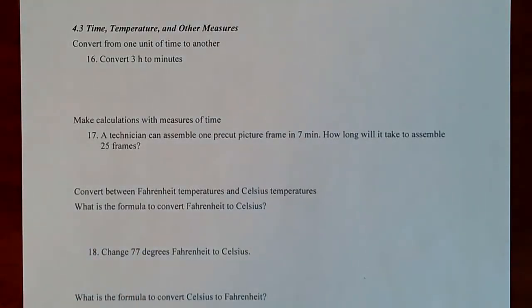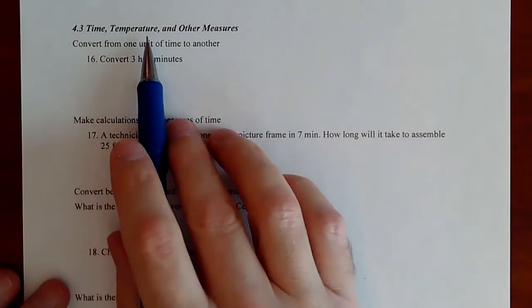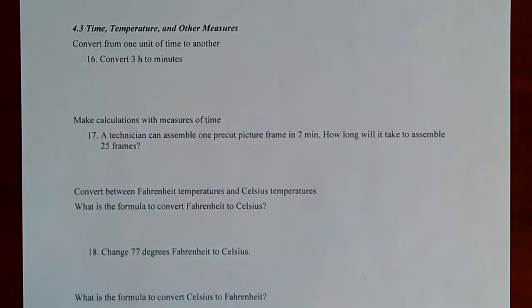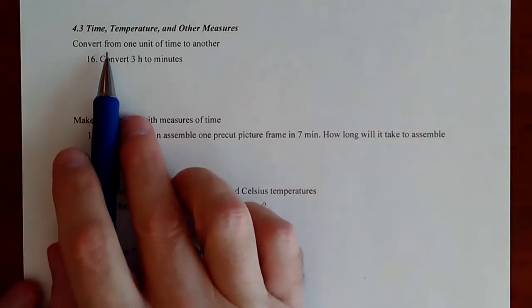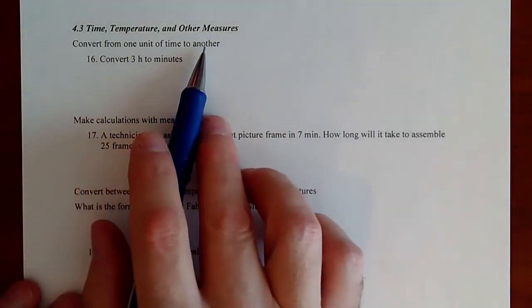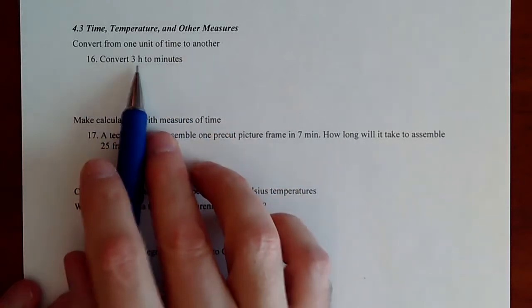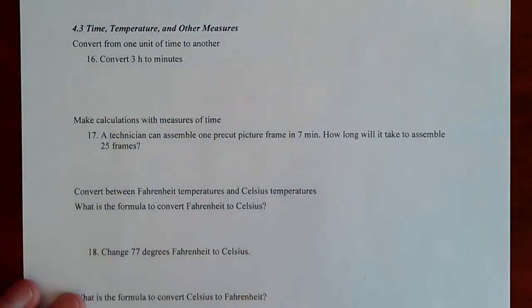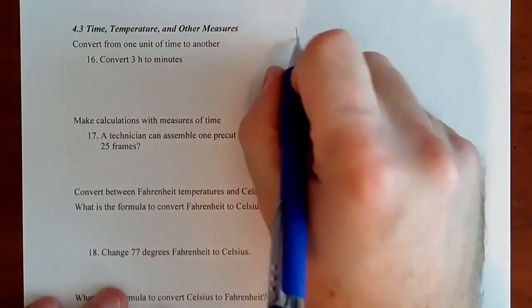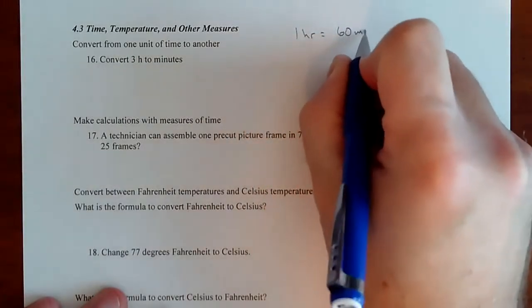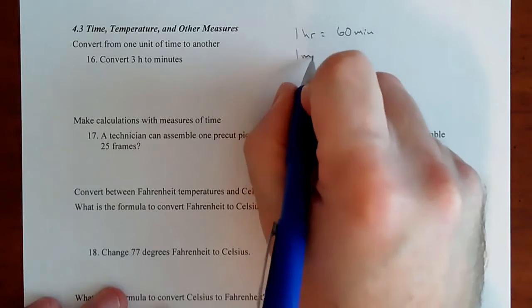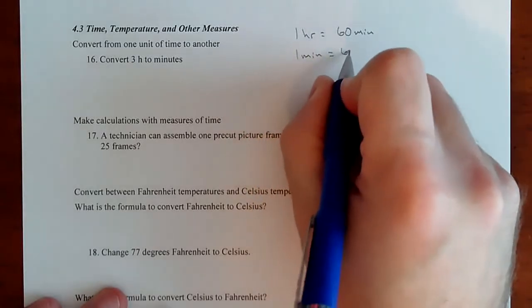In this video, we are going to be dealing with some measurements that involve time and temperature and potentially others. So let's work through a little bit and show you what we're talking about. If we are going to convert one unit of time to another, and we're looking to convert 3 hours to minutes, we just know a couple values. So we have 1 hour is equal to 60 minutes, and 1 minute is equal to 60 seconds.